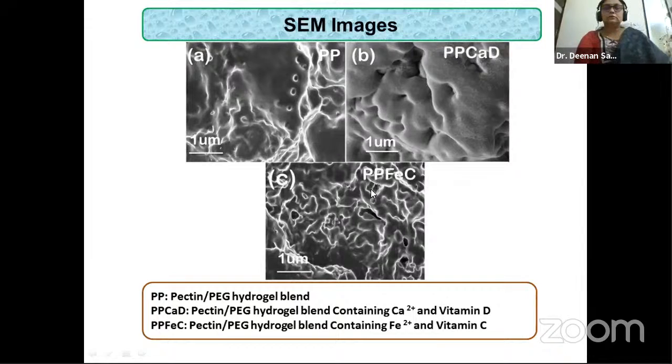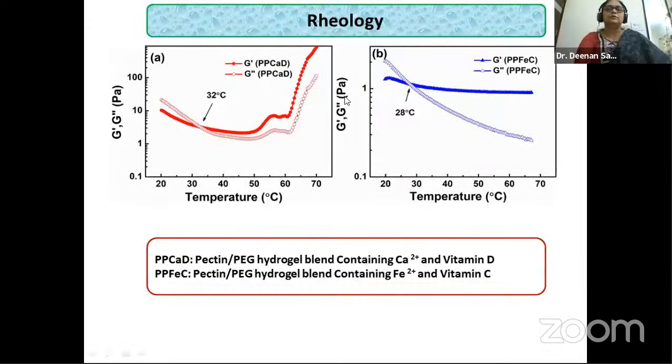Coming to a very important property, the rheology. Why do we have to do the rheology? Because these two oral carriers are mucoadhesive. For mucoadhesiveness, we need an elastic nature, then only will it spread onto the organ, so the body will absorb it.